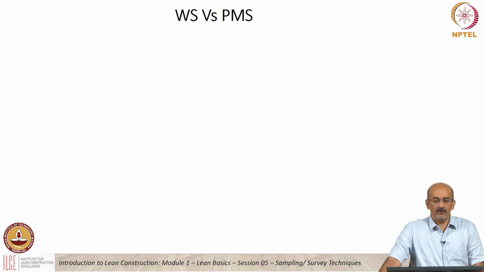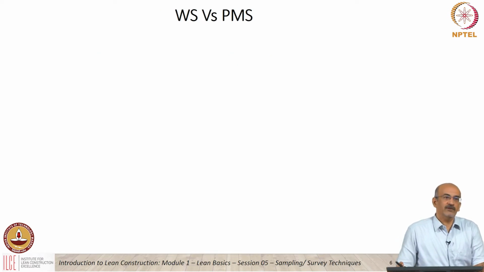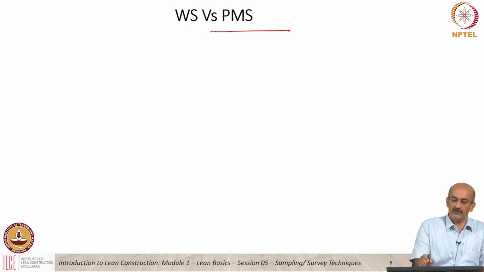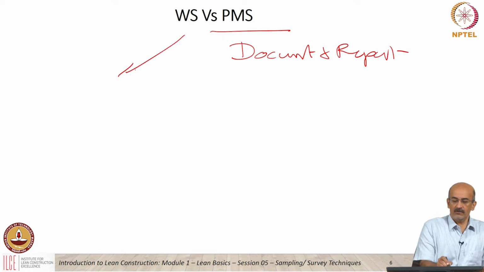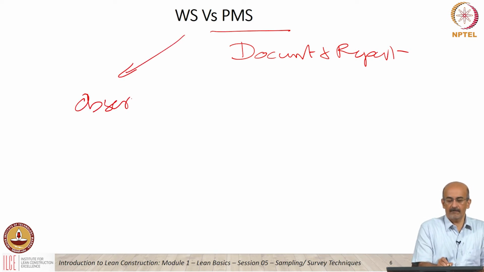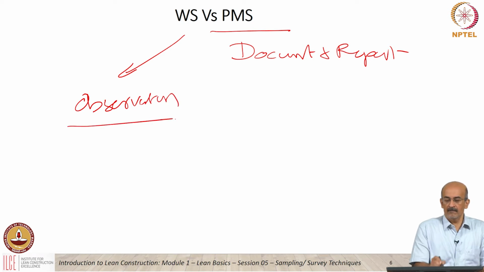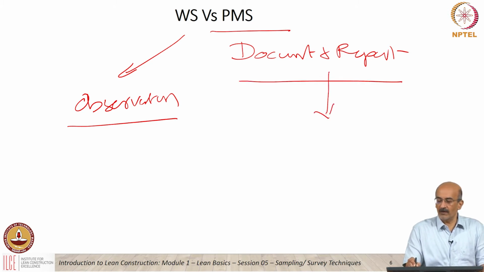Okay. So, when we look at work sampling versus our productivity measurement system, we saw the productivity measurement system is a documented approach. So, this is documents and reports, and this was observation. Now, given that this is observation, how long do you think it takes for a document and report to measure productivity? How much time do you think it takes?